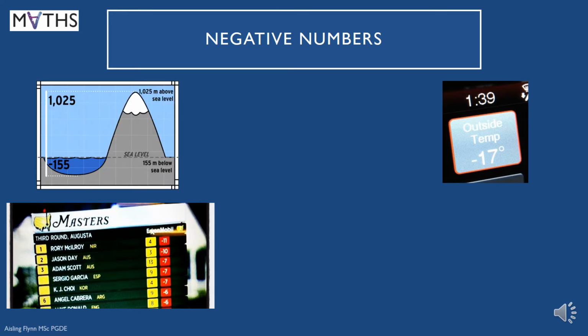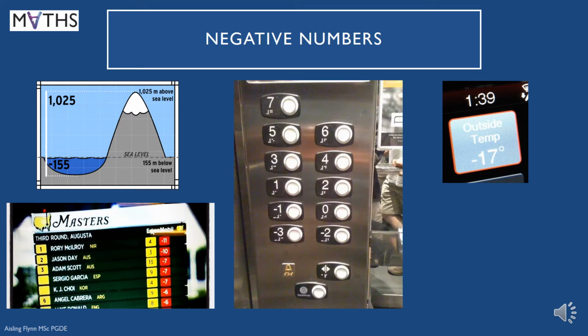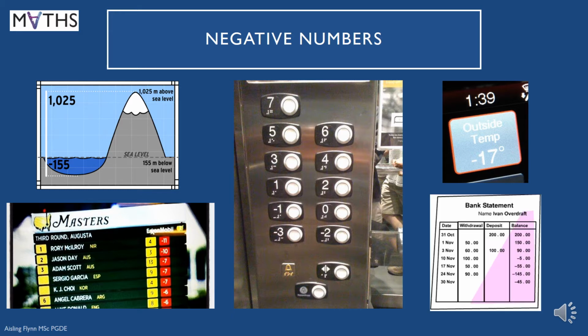Here we have altitudes, so above sea level you see plus 1025, below we count into the negative numbers. Here we have some lift buttons to go below ground, so 0 would be ground level, below ground you have negative 1, 2 and 3. And here we have some poor devil's bank balance, name Ivan Overdraft, he's in the negative. Okay, he spent too much money.